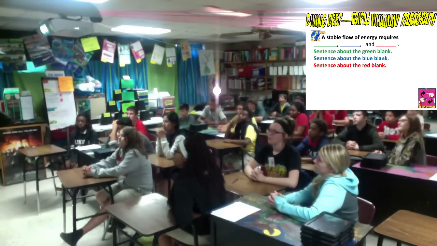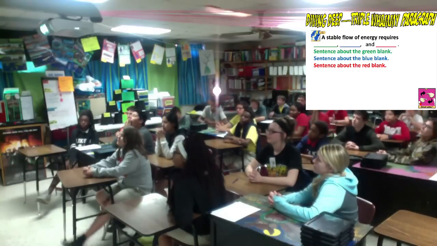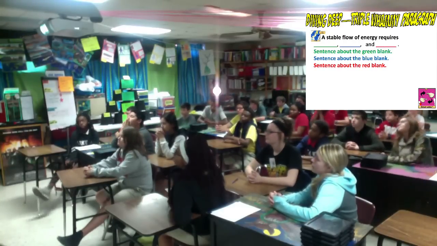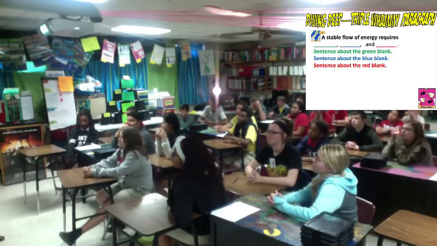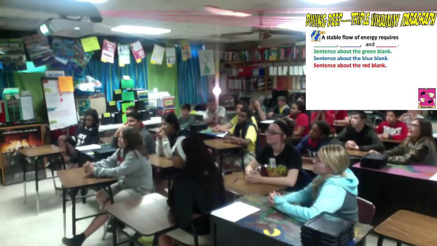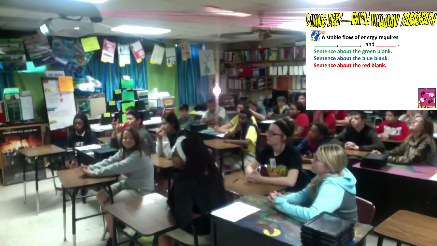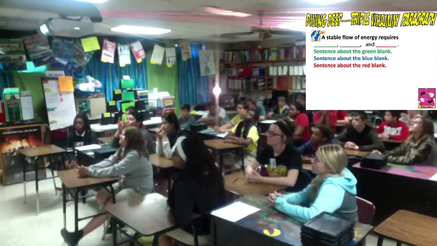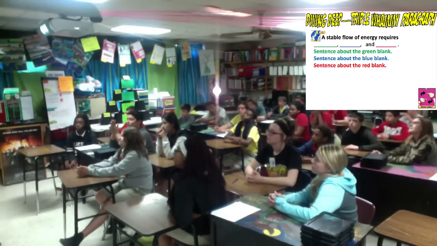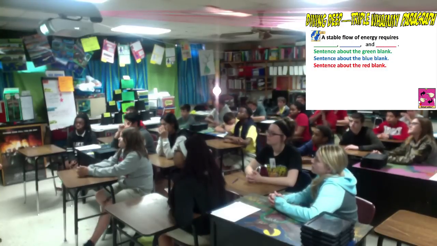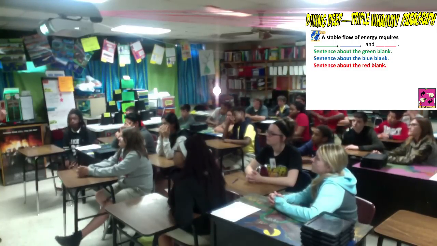What did you tell your neighbors? Producer. And in the blue blank we'll get what? Consumers. And my red blank? Decomposers. So now this is your topic sentence, and now you're going to add detail about that producer in that next sentence, your second sentence. Add detail about those consumers in your third sentence, and add detail about the decomposers. So now you've got your first paragraph before you start writing.